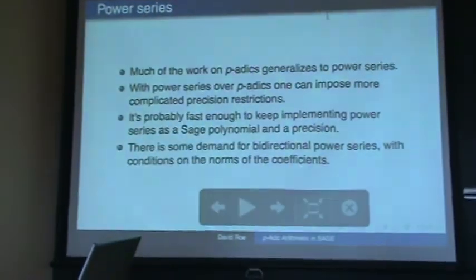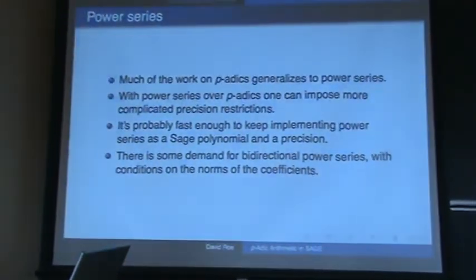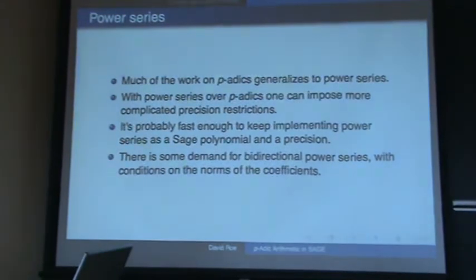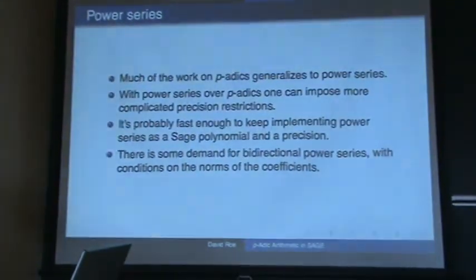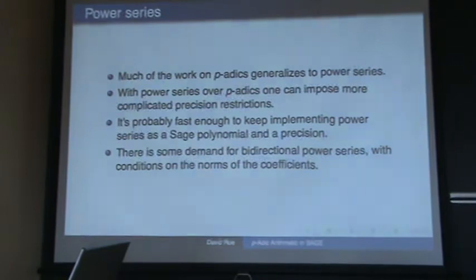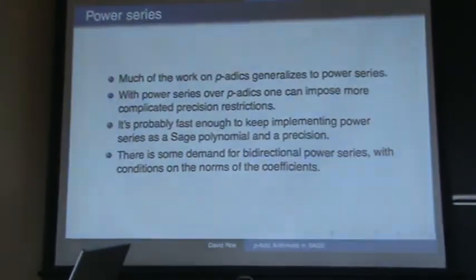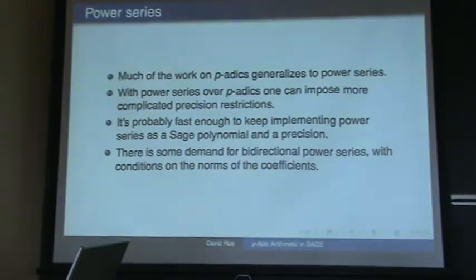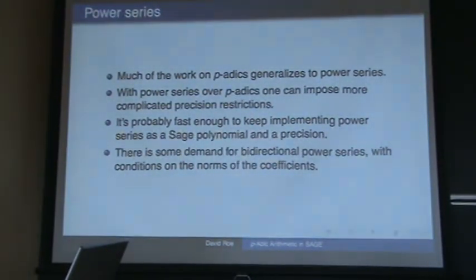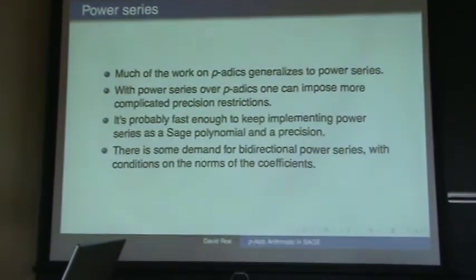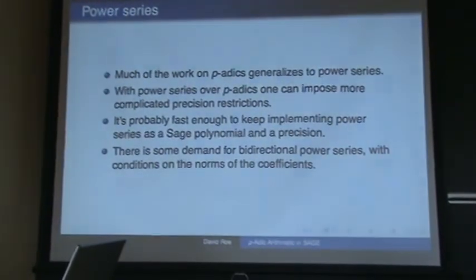Power series. A lot of the stuff that I've done with p-adics can just go over and directly do with power series. Power series are easier. When you have power series over the p-adics, then you can impose more interesting precision restrictions, just like with multivariate power series, where you have the p-adic precision and the power series precision tied in various ways. So why do you say that power series are easier?